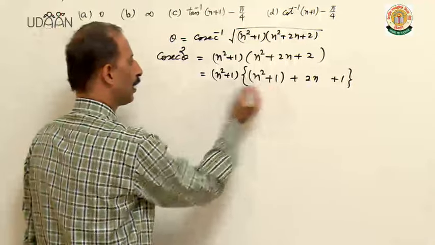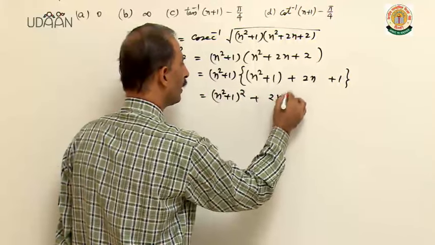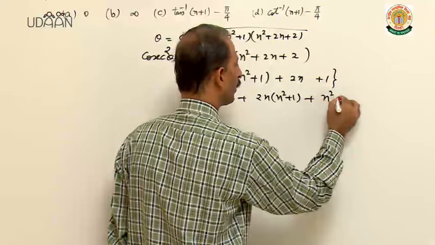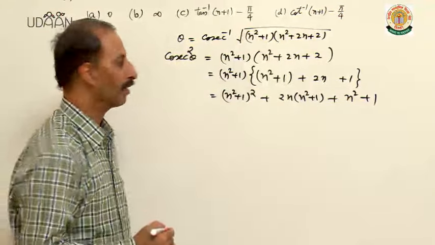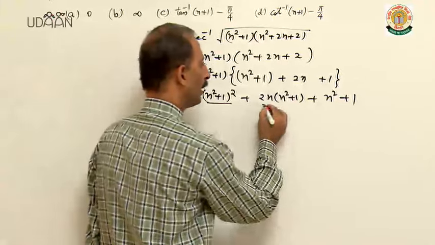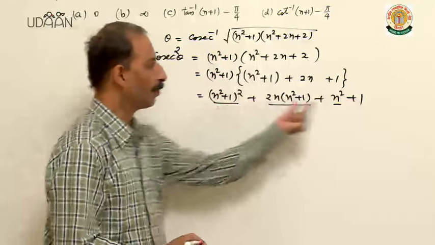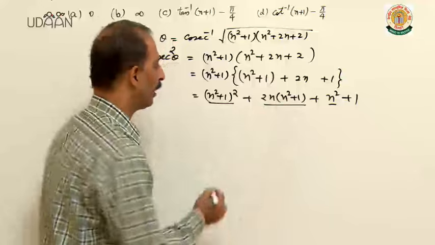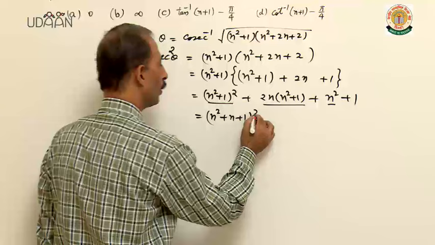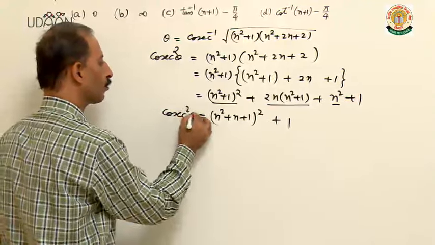So it becomes (n square plus 1) into (n square plus 1), its whole square, plus 2n times (n square plus 1), plus 1 into n square plus 1. See children here, (n square plus 1) whole square, 2n into (n square plus 1), plus n square. So you can say a square plus b square plus 2ab, so it becomes (a plus b) whole square. So (n square plus n plus 1) whole square, and this one as it is, this is the value of cosec square theta.